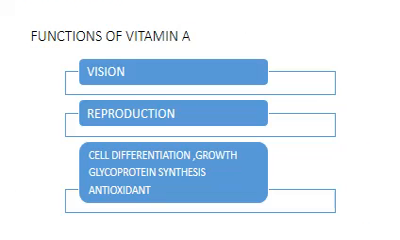Now, coming to the functions. Broadly, these are the different types of functions of vitamin A. Its involvement in vision, in reproduction, in cell differentiation, in glycoprotein synthesis, and as an antioxidant. It's also involved in growth. So these are the broad aspects of the functions of vitamin A, of which first let's discuss vision, which is very important.